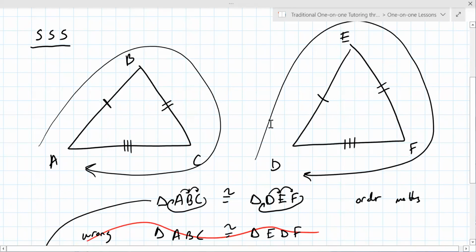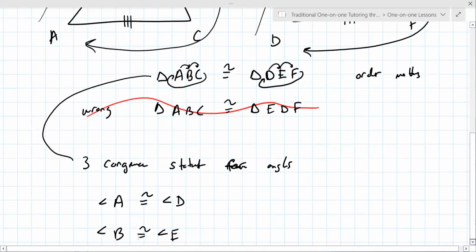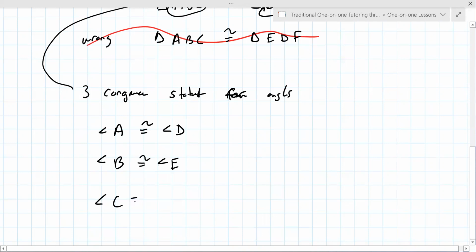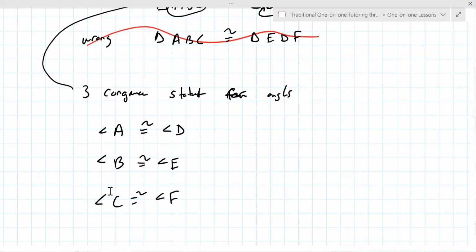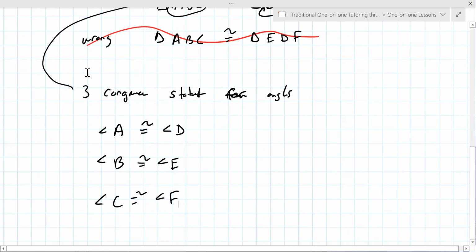So that's not too bad. And then lastly, angle C is congruent to angle F. All right, so those are the 3 congruent statements for the angles. You can similarly do that for the sides.